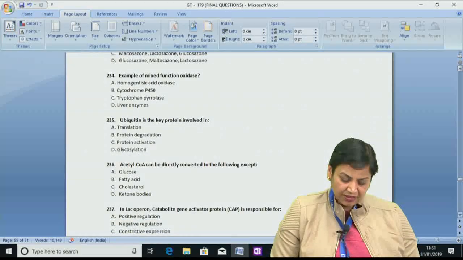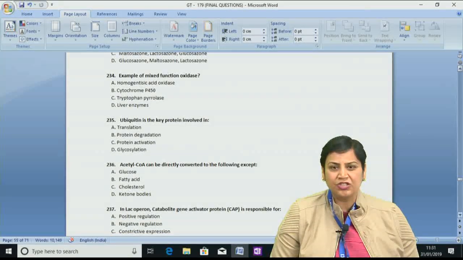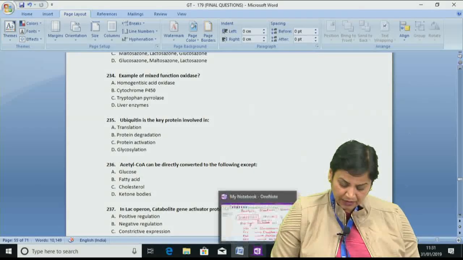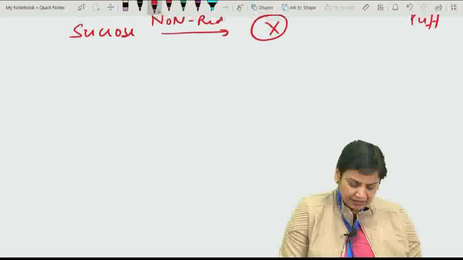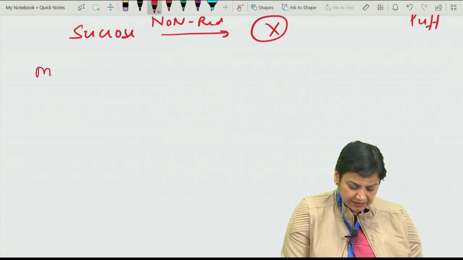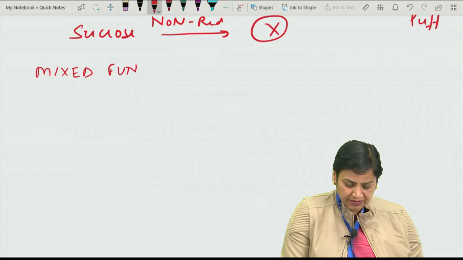The next question, example of mixed function oxidase. Now see, what do we mean by this mixed function oxidase? Mixed function oxidase.